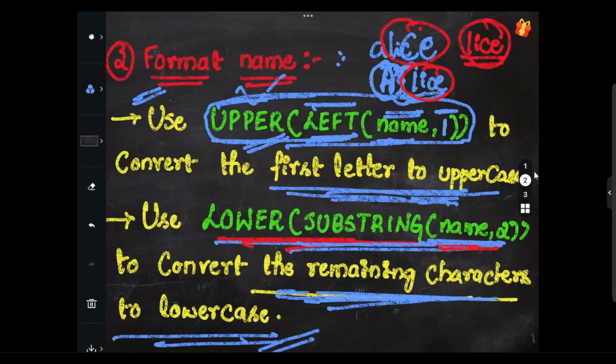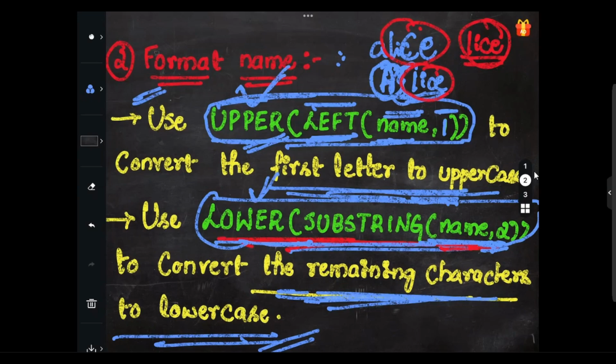Why are we making use of this one? Because the rest of the letters apart from the first letter have to be in small case, right? That is the reason we'll be making use of lower of name comma 2. So this one is to convert the first letter to uppercase, and this one to convert the remaining characters to lowercase. I hope this is completely clear.